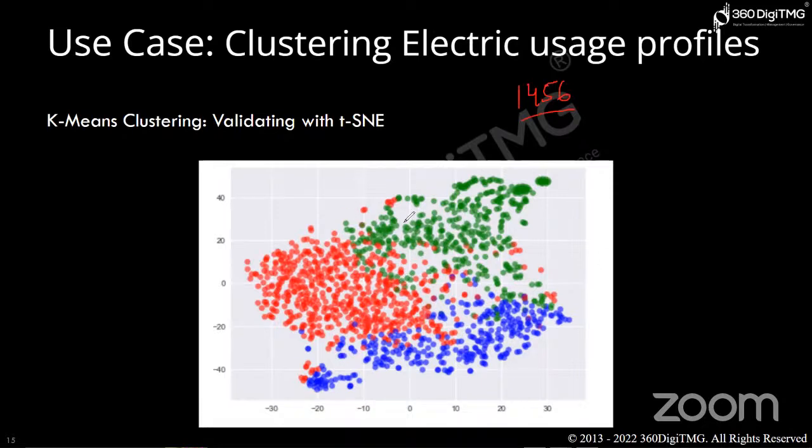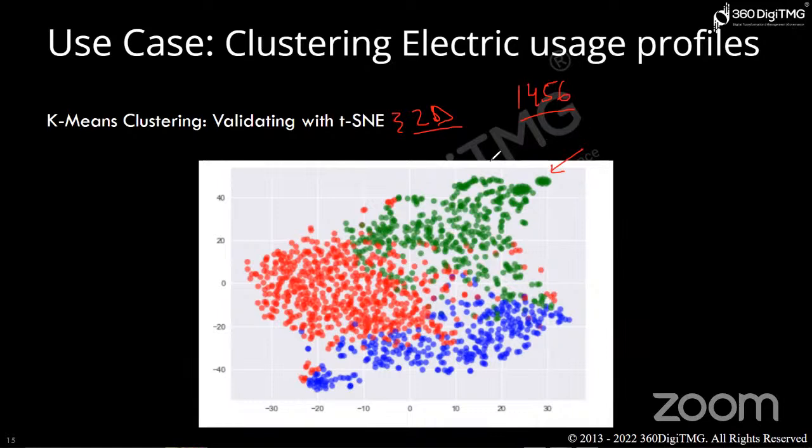So here we have a total of 1456 load profiles, but instead of showing multiple dimensions, we are just showing it in 2D. Here we can see the different load profiles, and based on the clustering we had done earlier, different colors are coming.